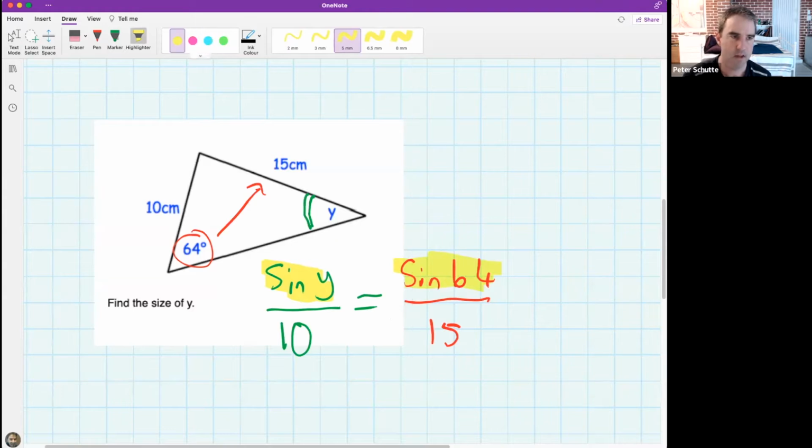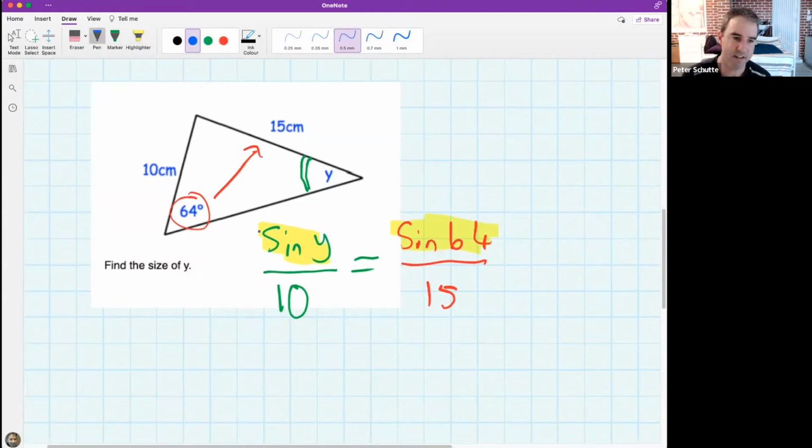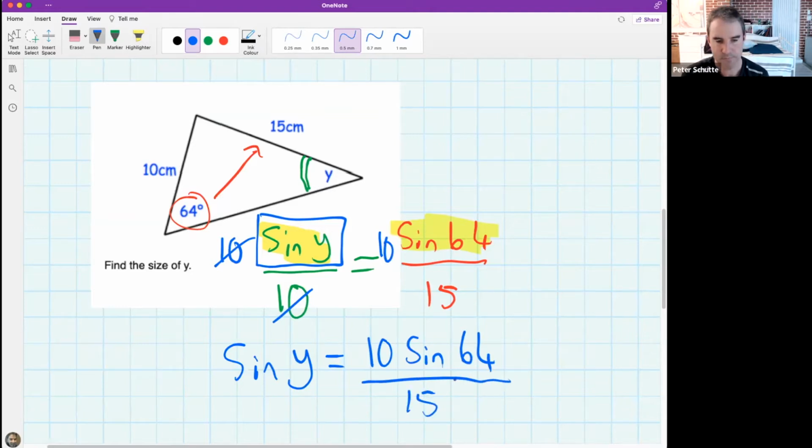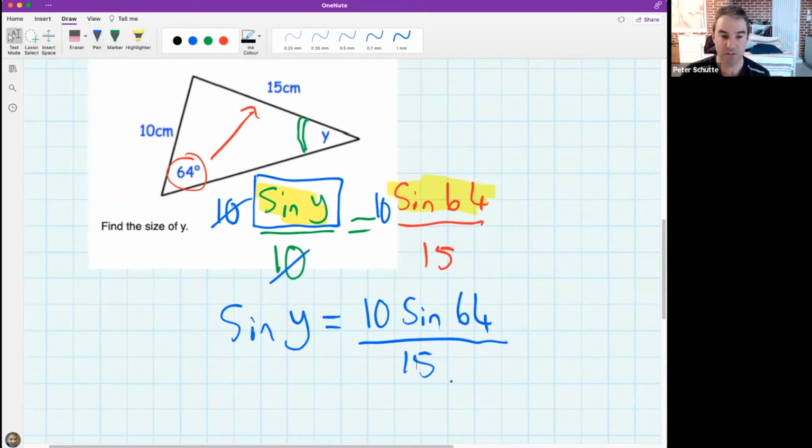Okay. So let us now look at how to find the sine of Y. The problem we have is we need to get this thing by itself. And so what I'm going to do first is multiply both sides by 10. And if I multiply both sides by 10, and you don't always have to show this, but this is essentially what's happening, you knock out that 10 and you get left with 10 sine 64 over 15. That is still not the answer. The answer that I'm looking for is this angle Y from back in the beginning.